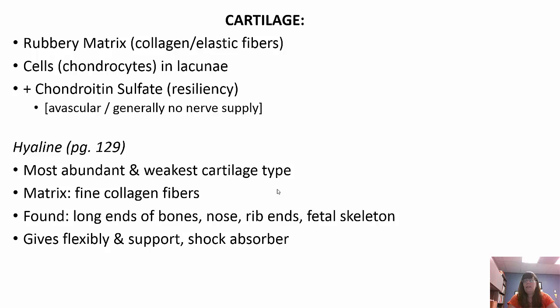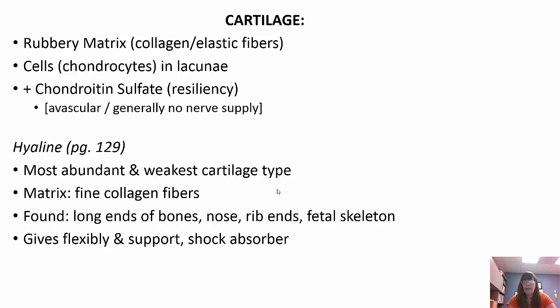Cartilage is a specialized connective tissue that we have. It has a very rubbery matrix, and the cells, which are the chondrocytes, are inside of spaces called lacunae. It has chondroitin sulfate for resiliency. Again, avascular, usually doesn't have a nerve supply. But if you've heard of any kind of chondroitin supplements, that is why. It's to help your cartilage, to help your joints.